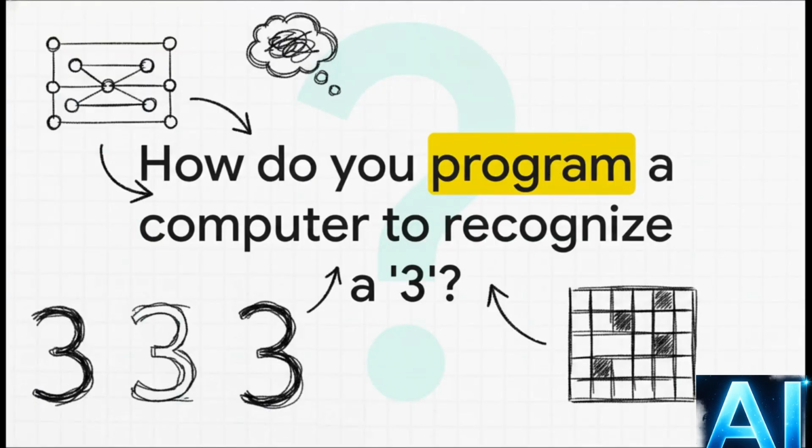Think about a sloppily written number 3. Your brain has absolutely no trouble recognizing it, right? Even if the lighting is weird or the handwriting is terrible, your visual cortex just effortlessly figures it out. But if I told you to sit down and write a traditional computer program to take a raw grid of pixels and output what digit it thinks it's looking at, suddenly a task that's comically easy for a human becomes a complete nightmare for a programmer.